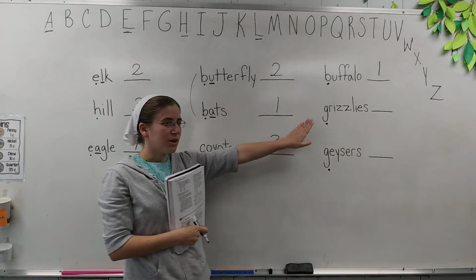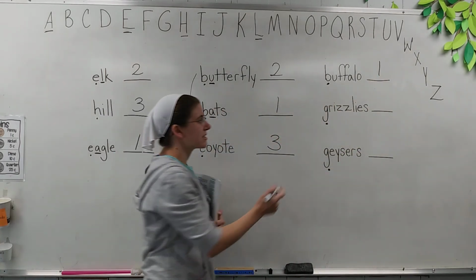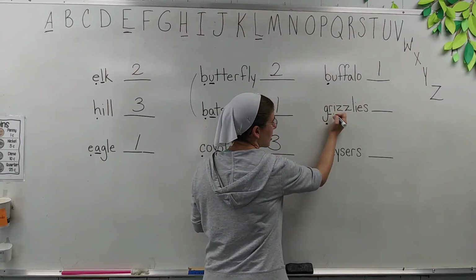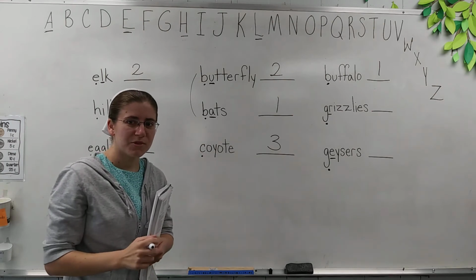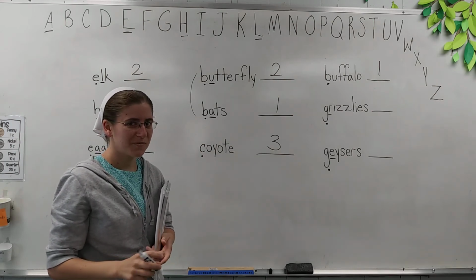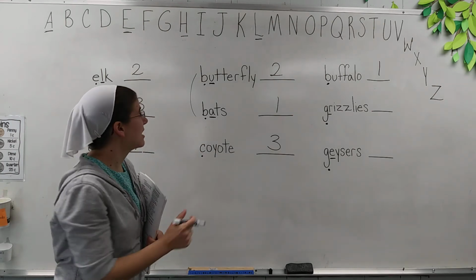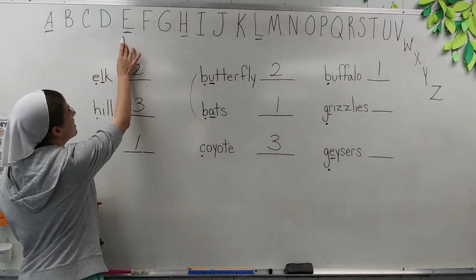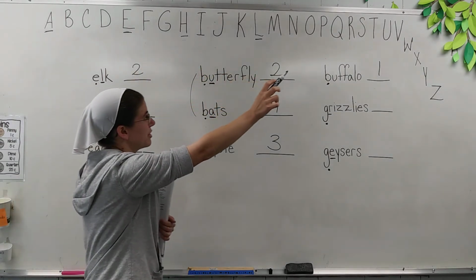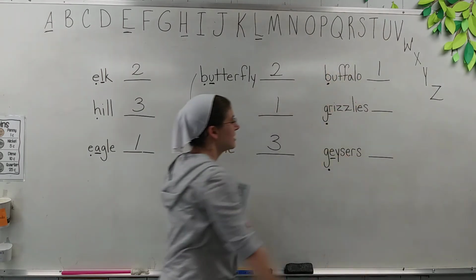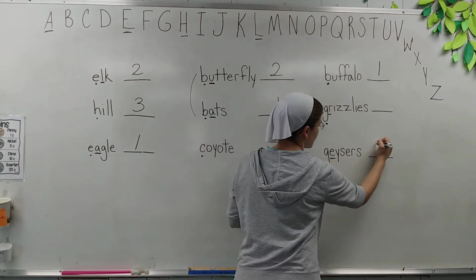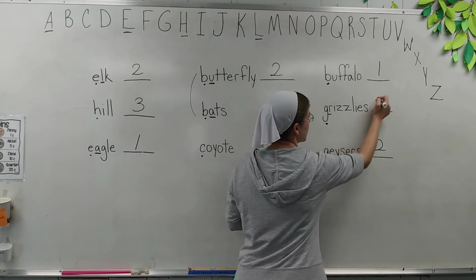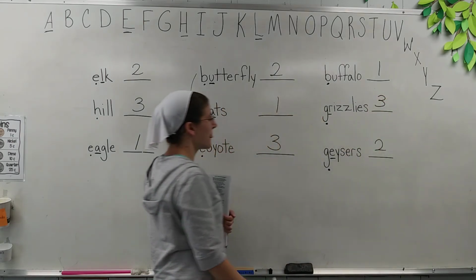So now we have our G words left, and we're going to look at the second letter, which is R and E. Does R or E come first in ABC order? A, B, C, D, E, F, G, H, I, J, K, L, M, N, O, P, Q, R. So E comes first in ABC order. So this will be our number 2 word. Grizzlies is our number 3 word.